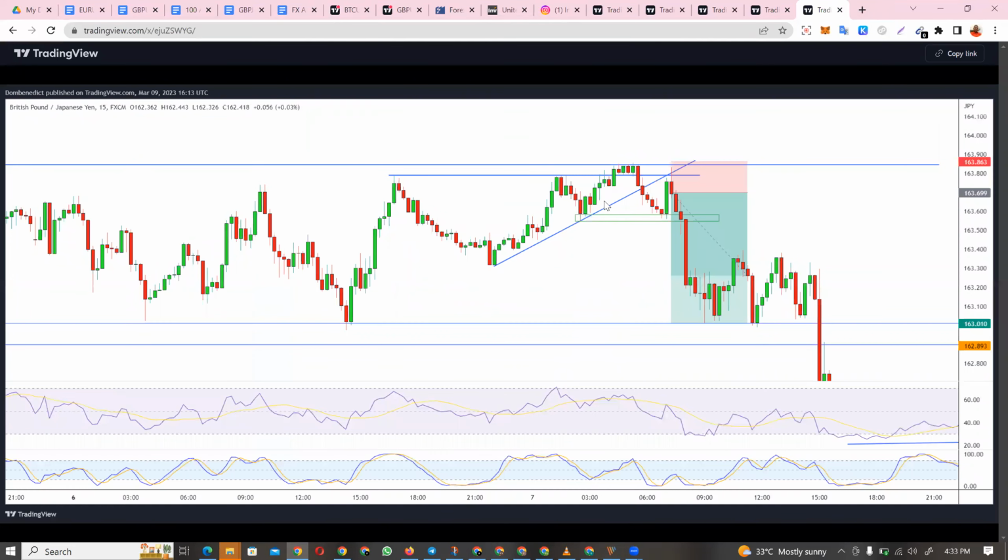So on 15 minutes, I saw this. This is a bearish divergence. A very clear divergence here. So I marked this zone. I wanted the market to break this zone and retest it before I enter.